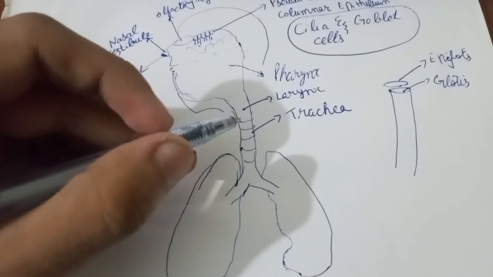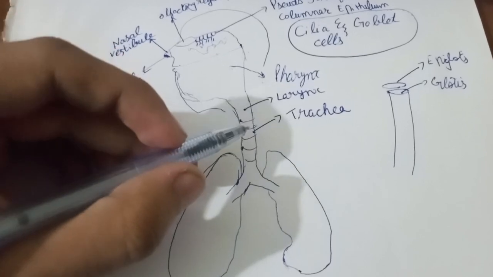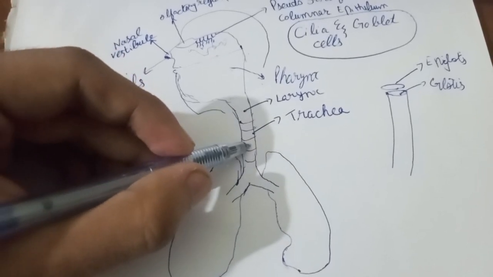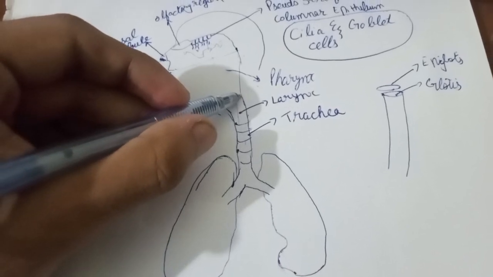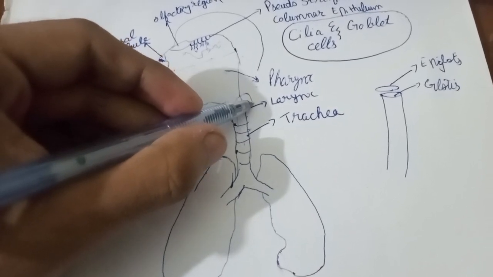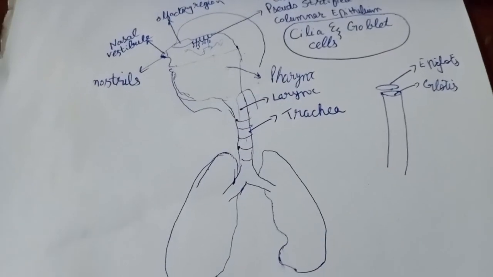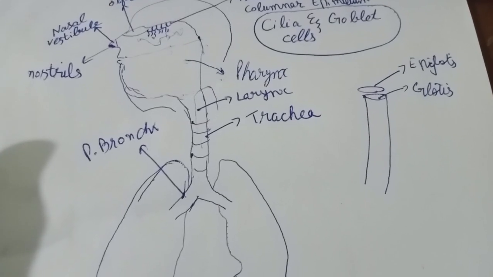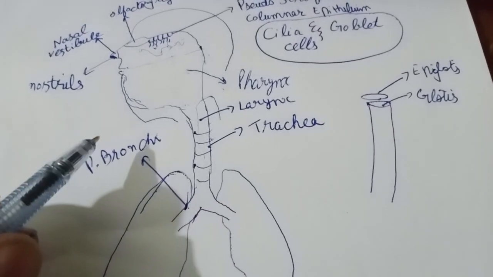This structure consists of goblet cells and cilia. In the trachea, mucus is also produced, and after trapping the dust particles and bacteria, the mucus moves upward through the trachea and then towards the esophagus, which is behind the trachea, into the digestive tract. So the trachea divides into two bronchi which are called primary bronchi.